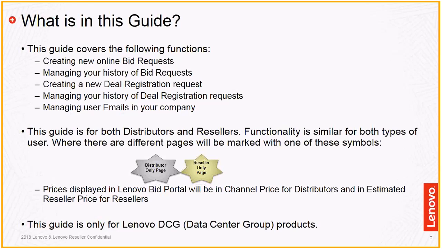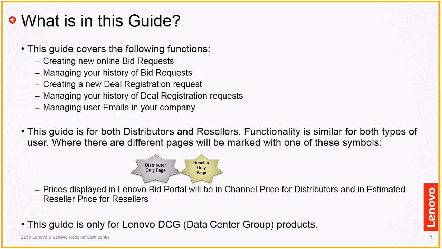This guide covers the following functions: creating new online bid requests, managing your history of bid requests, creating a new deal registration request, managing your history of deal registration requests, managing user emails in your company. This guide is for both distributors and resellers. Functionality is similar for both types of user.